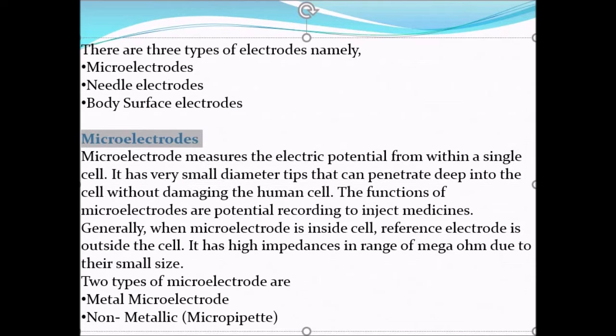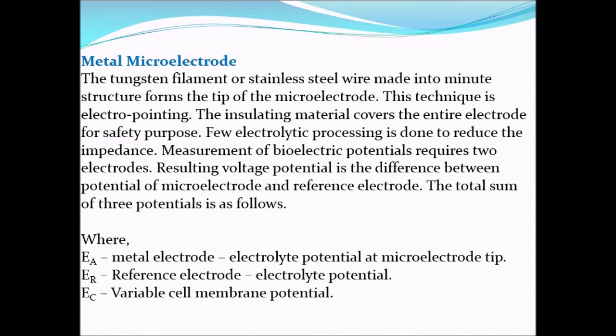Now we are going to discuss in detail the metal microelectrode. This metal microelectrode is made up of fine tungsten or stainless steel wire with a fine point. Measuring a single cell potential using this microelectrode is also known as electropointing.